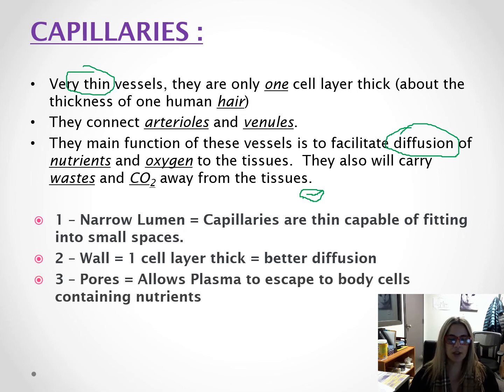So again, 1 cell layer thick to allow for easy diffusion, and they also have pores. Now, there's more than one type of capillary. There's actually 3 different types of capillaries, but they all have some version of pores. If you think of what pores are, think of your skin when you sweat. Pores are little openings that allow materials to move in and out. So capillaries have pores to allow materials like plasma to escape from body cells and to move in and out. So what is plasma? We'll learn about that a little bit more when we do blood and immunity, but plasma is the liquid part of blood. Blood is made up of red blood cells, white blood cells, platelets, all that kind of stuff, but the liquid part is the plasma. It's mostly water, but there's other stuff in there as well. These little pores or little openings allow nutrients, etc., to move because they are dissolved in that plasma.